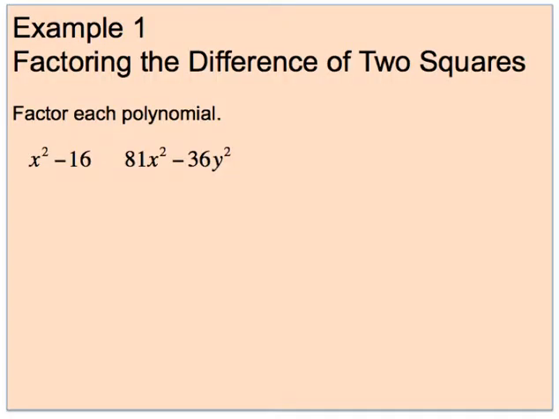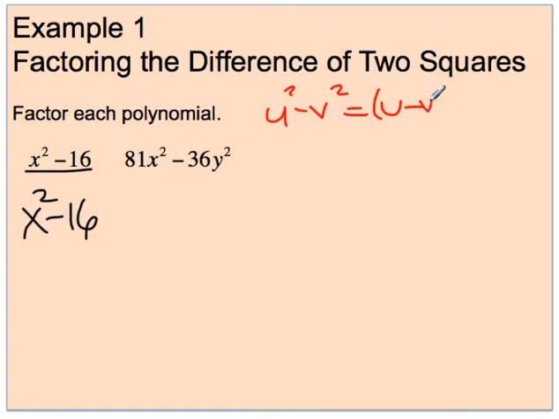So here we have two questions. Our first question is x squared minus 16. And let's try to remember our formula. Remember, it's u squared minus v squared equals u minus v times u plus v.